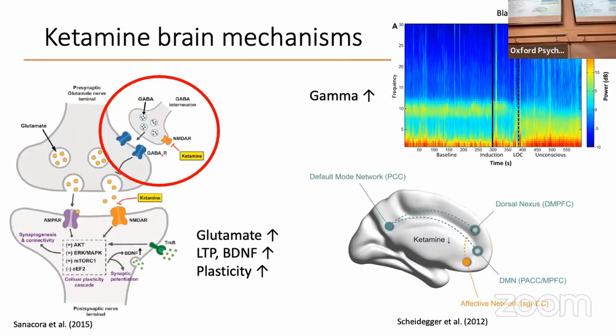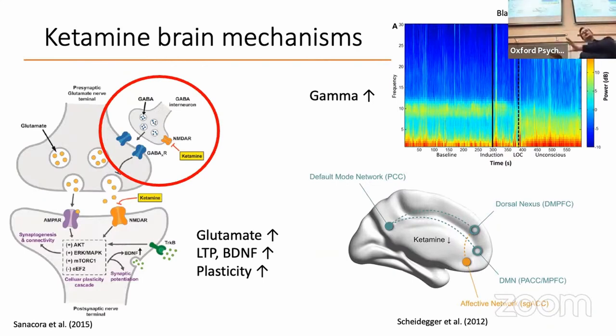And the particularly important region for ketamine seems to be the SGACC, part of the anterior cingulate cortex, which is connected to a bunch of regions of the brain. But in particular, it's associated with processing affect. So, you know, if you experience something, how do you feel about it? Is this a positive, negative experience? So that general emotional processing is affected by ketamine.